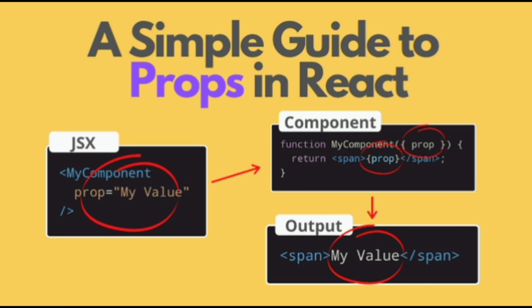In this video, we'll discover props, which act like conduits, letting parent components pass data to child components in a one-way data flow. Let's get started.